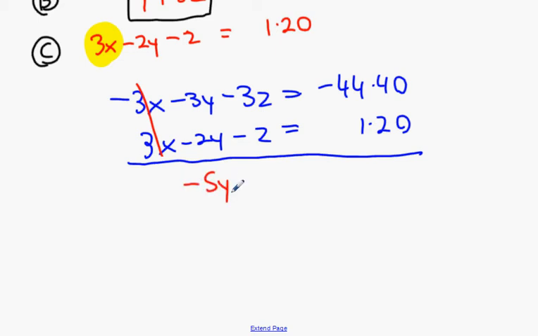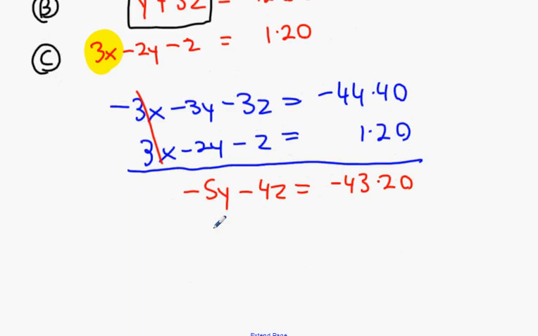Yeah. I think you have different letters than me, but I think it's the same thing. Minus 5y minus 4z equals what? 43.20. Multiply both sides by minus 1. I just don't generally like minuses that much.